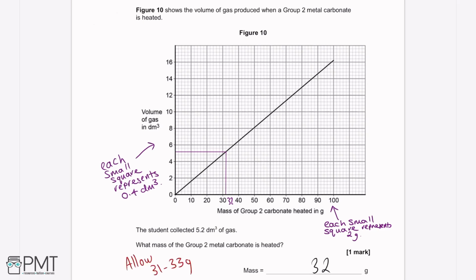Now in the mark scheme, it would have allowed any answer between 31 to 33 grams. And that's just because it's quite fiddly to use your ruler and to get a really accurate answer. Okay, so there was a bit of leeway with that answer.